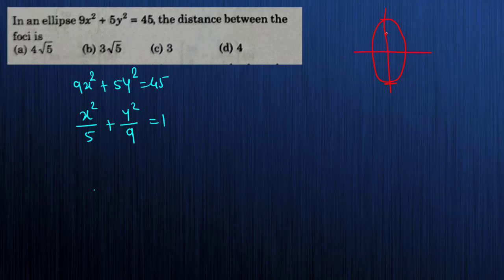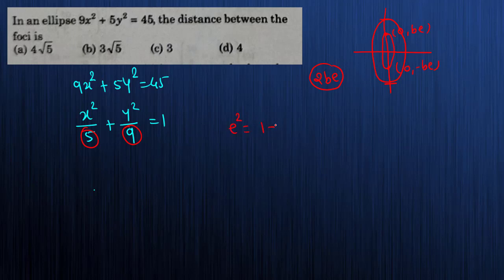So this coordinate is (0, b), and this coordinate is (0, -b). So what will be the total distance between these two? It is 2b, isn't it? So you have a square, you have b square, so easily we can find out e square. So e square is equal to what?